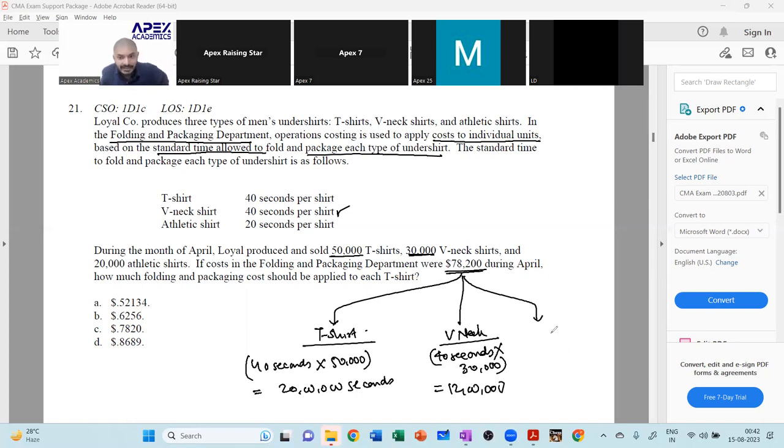Then I have athletic shirts. 20 seconds for one shirt. And this way, I have 20,000 athletic shirts. So 20 multiplied by 20,000. What is your answer? 4 lakhs.